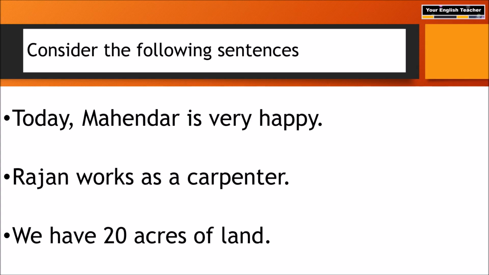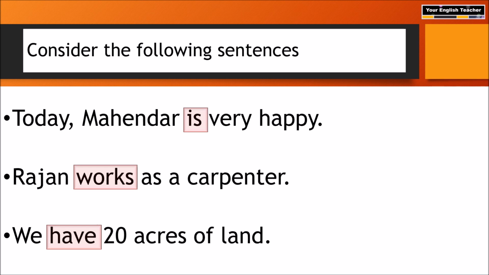Consider these sentences. Today, Mahinder is very happy. Rajan works as a carpenter. We have 20 acres of land. Now, try to identify the verb in each sentence. The first sentence: is is the verb, and works is the verb in the second sentence. And in the last sentence, yes, have is the verb.